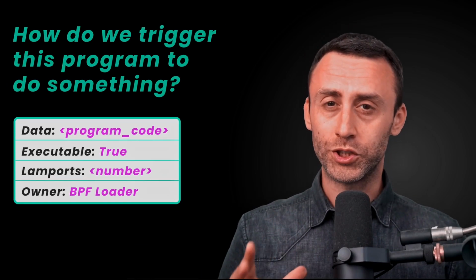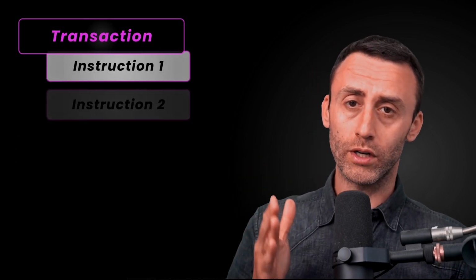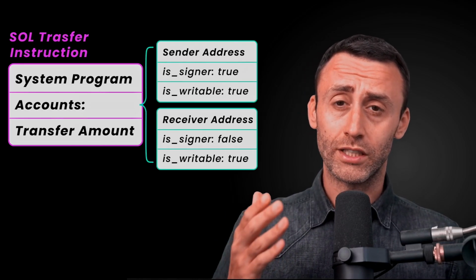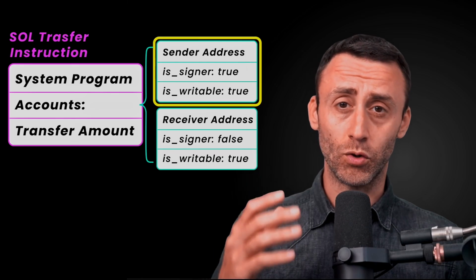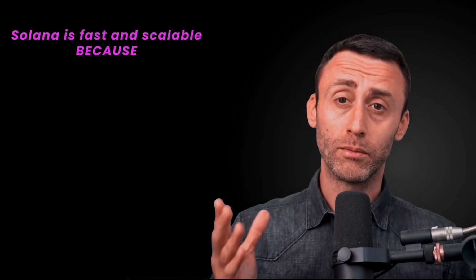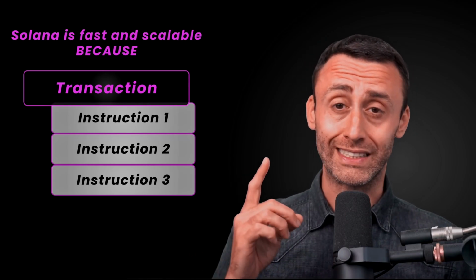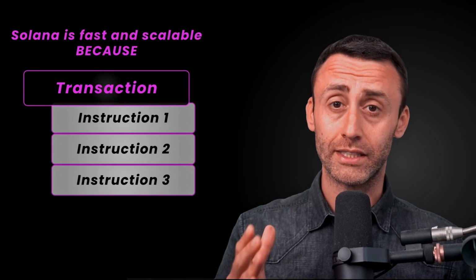Now, how do we trigger a program to do something? With a transaction. A transaction is a container that holds one or more instructions. An instruction tells a specific program, hey, run this function and use these accounts. For example, if you are transferring tokens, your instruction might call the SPL token program and pass in the source, destination, and authority account. Solana is fast and scalable because multiple instructions can be packed into a single transaction, and even run in parallel if they don't touch the same accounts.